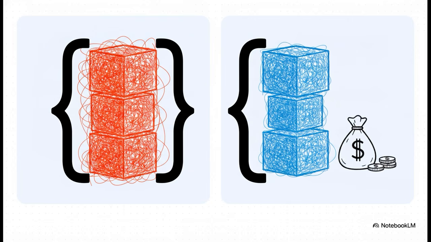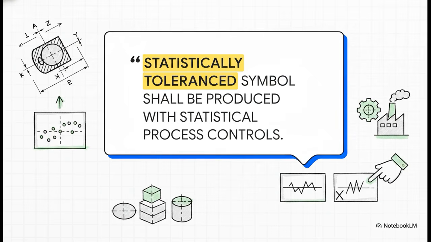But there's a major trade-off that nobody tells you about. And that catch is right here in the ASME standard. If you rely on the forgiving math of a statistical stack-up, you are strictly mandated to manufacture using statistical process controls. You can't just slap a statistical symbol on a blueprint to get looser tolerances and then run your machines like normal. If your process isn't statistically controlled, you have to default back to those more restrictive, worst-case arithmetic limits.